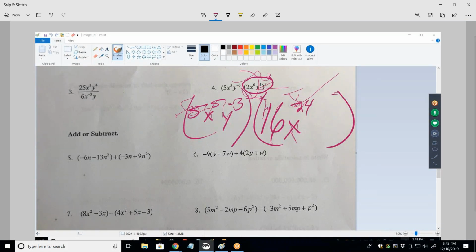Now, how about the y? We have y to the 5th to the 4th power. Y to the 20th. Okay. Now, we've got rid of all of our exponents. Now it's time to multiply these two numbers together. Do the number first. 5 times 16.